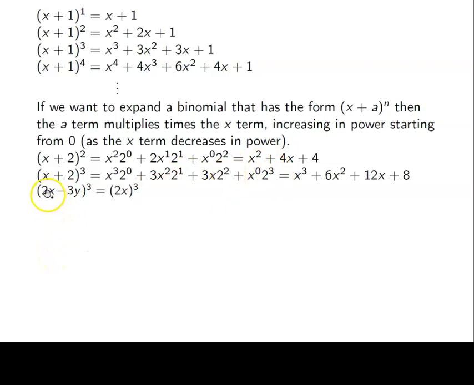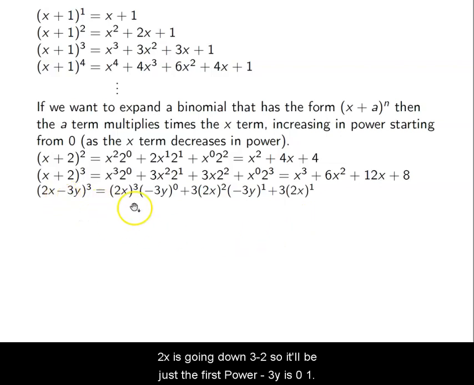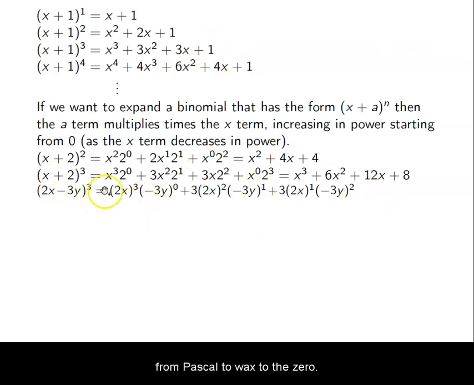So, coefficient of 1 from Pascal's, (2x) cubed, negative 3y to the 0. Plus a 3 from Pascal's, (2x) squared, negative 3y to the first power. Then I'm going to have another 3 from Pascal's. 2x is going down, so it'll be just the first power. Negative 3y, it'll be a square. And then for the last one, everything is gone. I have a 1 from Pascal's, (2x) to the 0, and negative 3y cubed.